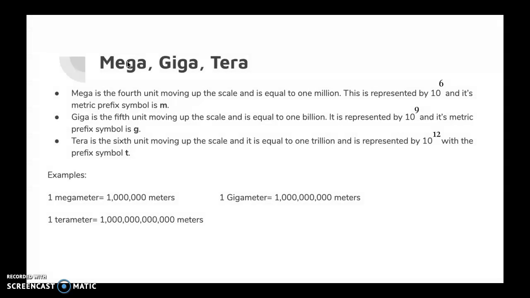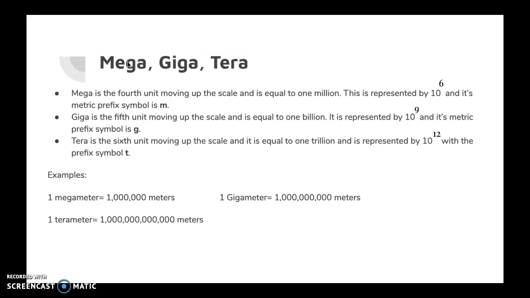Mega is the fourth unit moving up the scale and is equal to 1 million. This is represented by 10 to the 6th, and its metric prefix symbol is M. Giga is the fifth unit moving up the scale and is equal to 1 billion. It is represented by 10 to the 9th, and its metric prefix symbol is G. Tera is the sixth unit moving up the scale and is equal to 1 trillion and is represented by 10 to the 12th with the prefix symbol T.